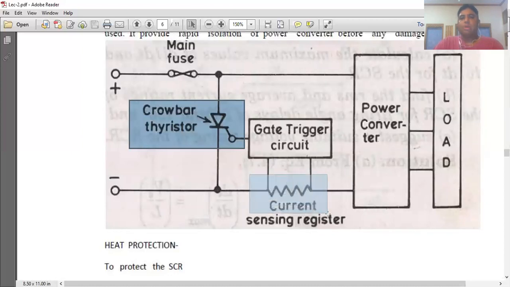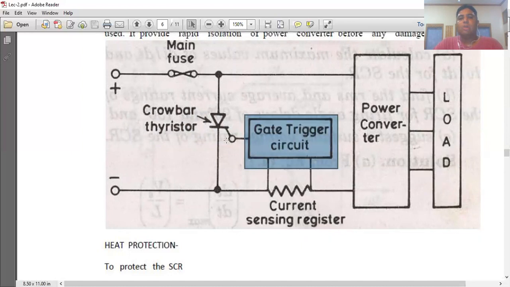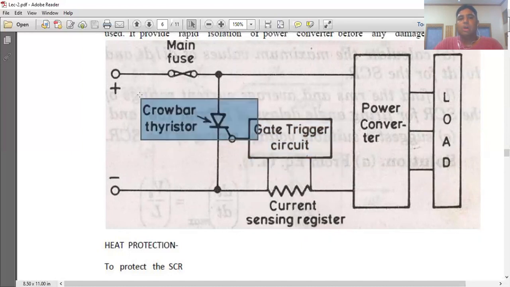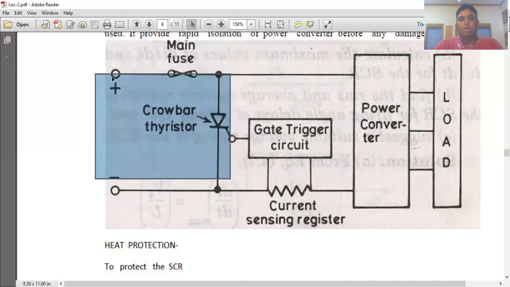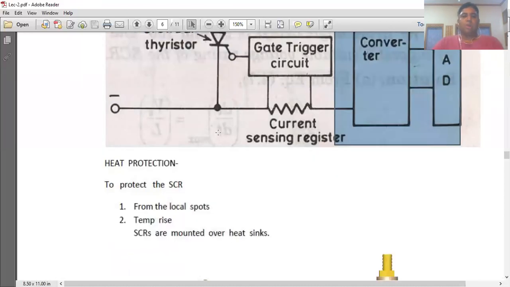As soon as there is overcurrent or dangerous current passing through this circuit, this gate trigger circuit will sense that current and turn on this thyristor, and your circuit will be reduced to this side only. This crowbar thyristor will turn on and current will pass through it, and this power converter will turn off and get safe from overcurrent. Okay, what is heat protection?